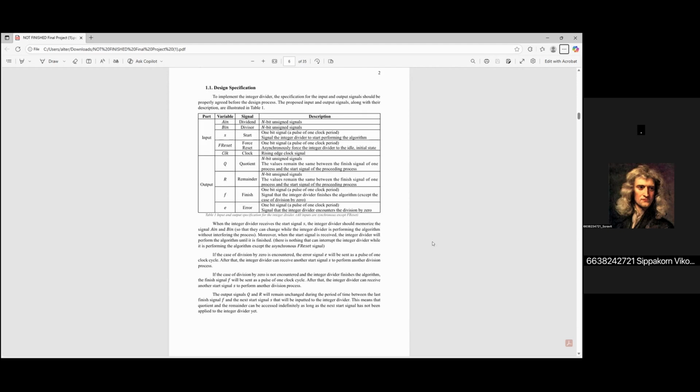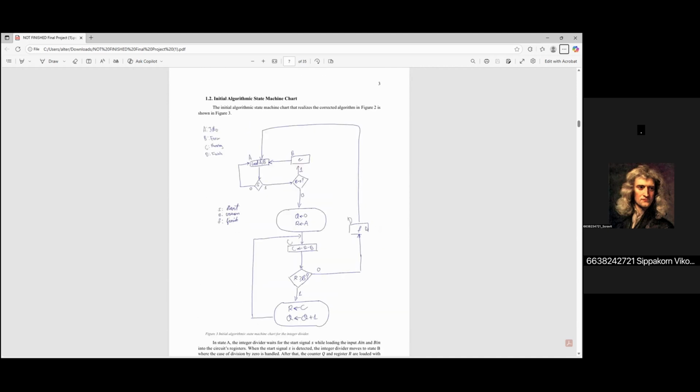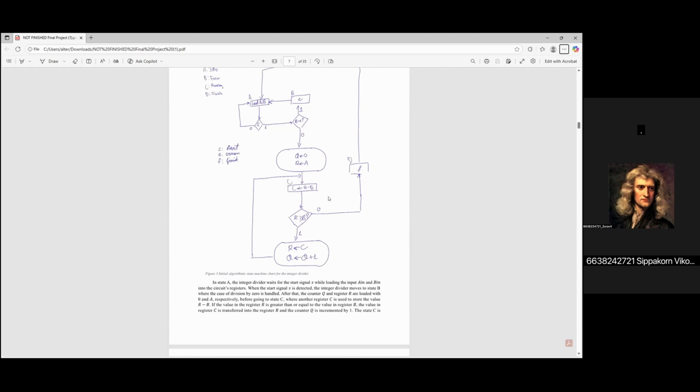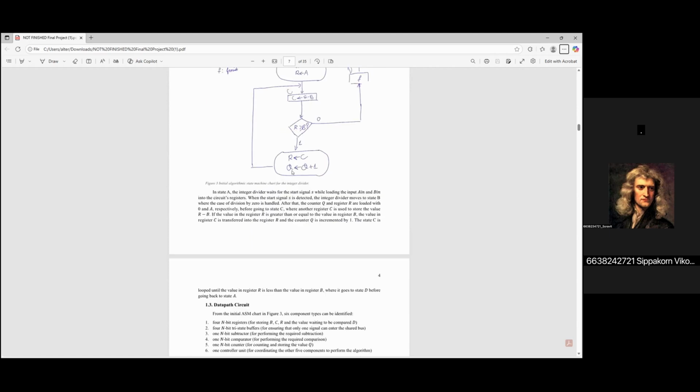For the design specification, we have both input and output, and the variables are addressed as follows in the table. So for example, A_in means the signal of dividend, B_in means the signal of divisor, and so on. Next. Okay, so this is the first cut of the ASM chart. State A is idle, state B is error, state C is running, and state D is finished. And there's Mealy and Moore output.